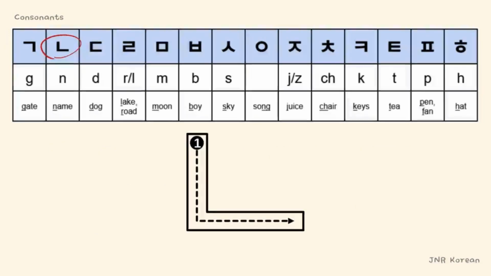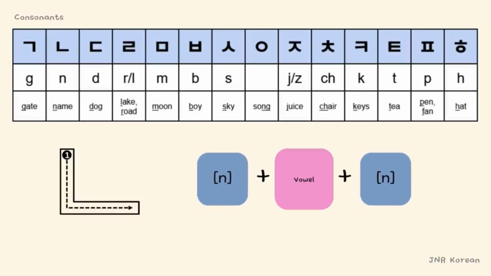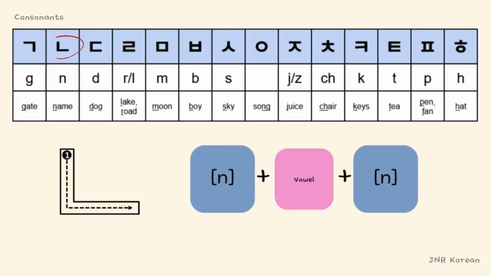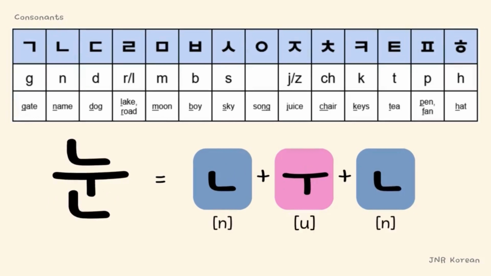The next consonant is 니은. You must draw 니은 bent at 90 degrees at once. This is pronounced the same as n, whether it comes as an initial or final consonant. For example, the consonant 니은 in the letter no is pronounced as n. And in the word nun, the consonant 니은 in the initial or final position are both pronounced as n.